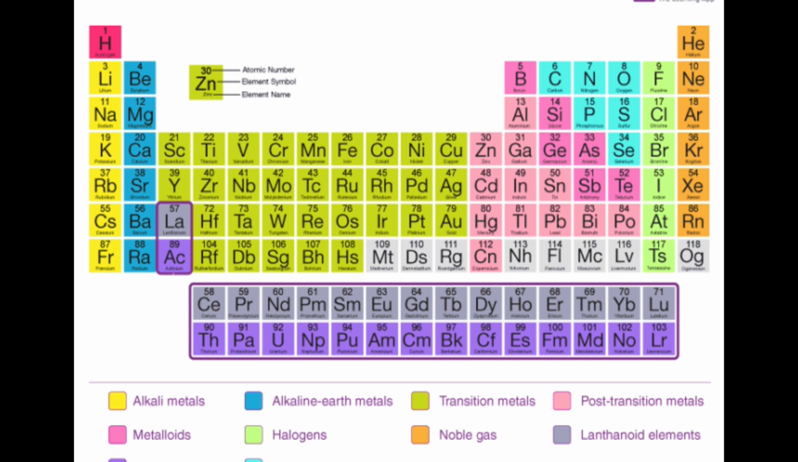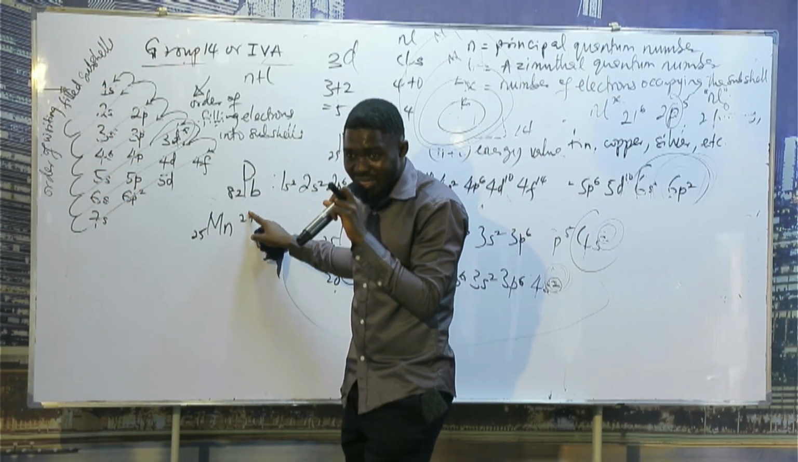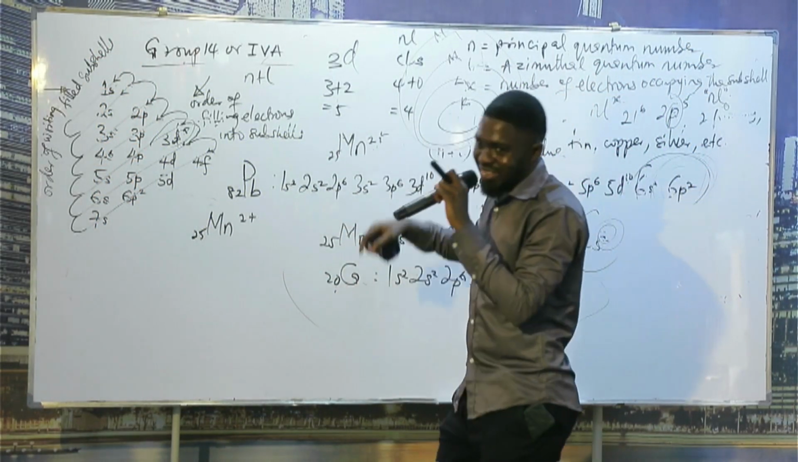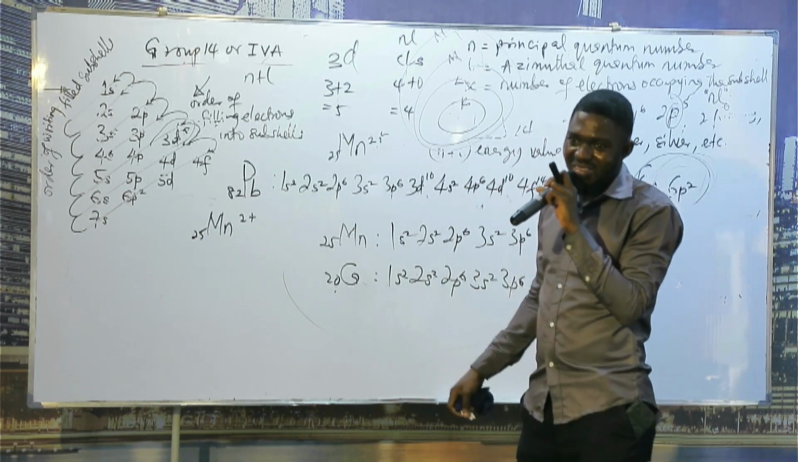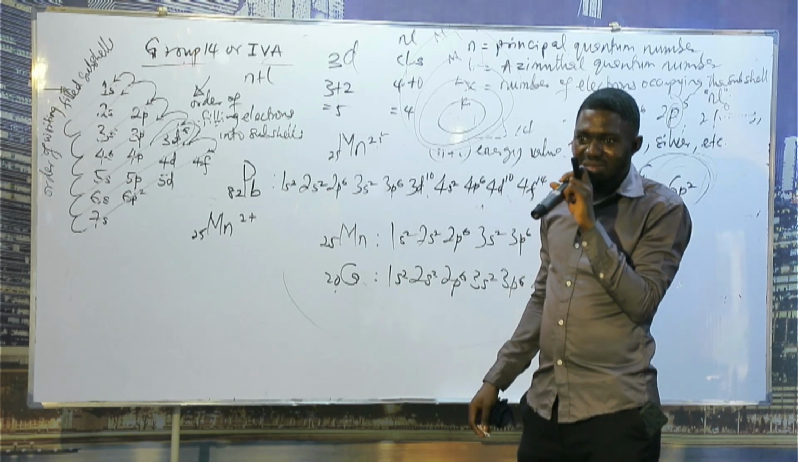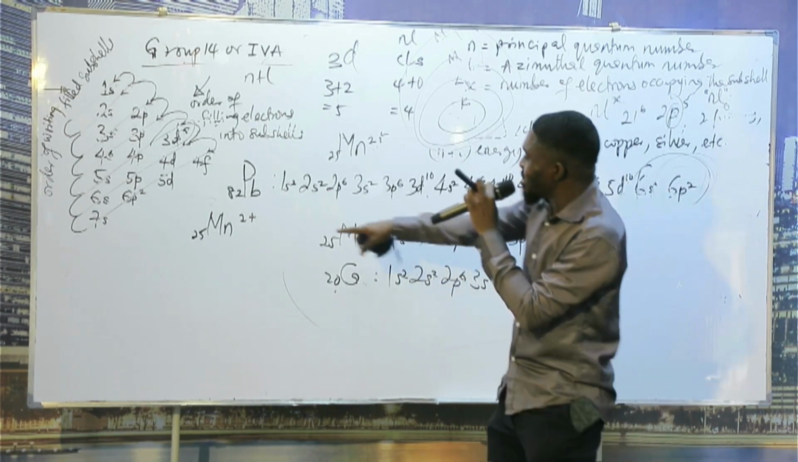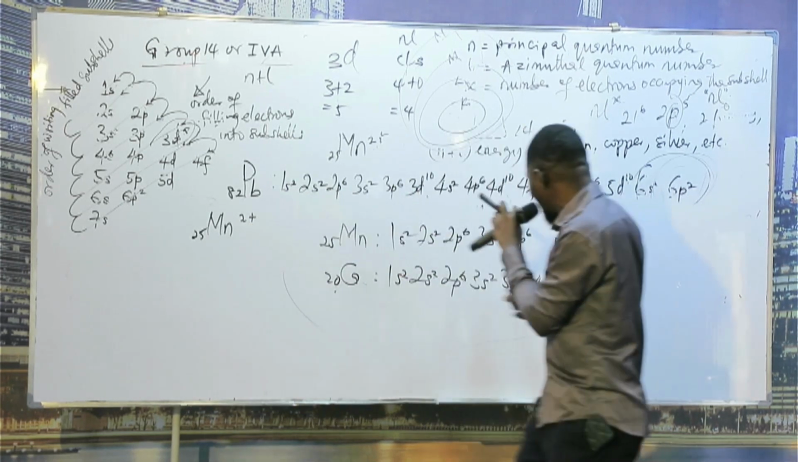Of iron. Just remove this number here from this one. Remove this from this. 25 minus 2 is what? 23. Only 23 is what you now write. The same thing, the same way you feel this, that's what you're going to feel. Now, it is because this 2 electron was lost.